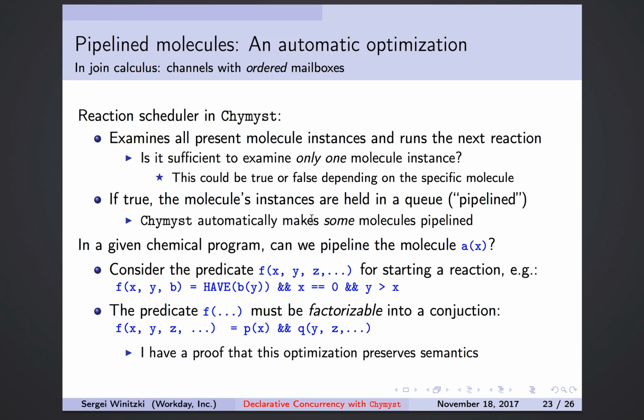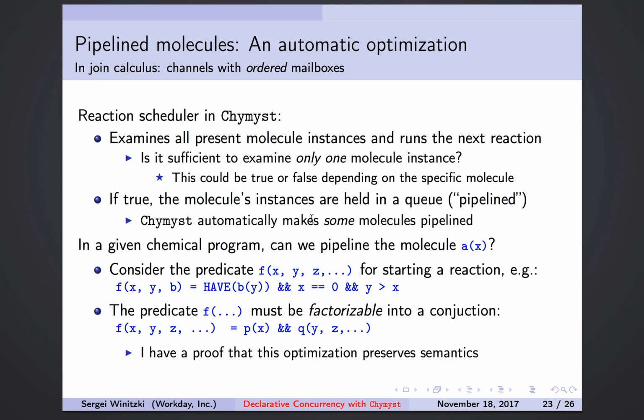If this is true for a specific molecule, then it is sufficient for the reaction scheduler to hold all the instances of the molecule in a linear queue or a pipeline and take the first one from the queue to examine what value it has. If the value fits the condition, you can use it and start a reaction, and if it does not, then it is not necessary to look at any other instances further down in the queue. That is the definition of a pipelined molecule.